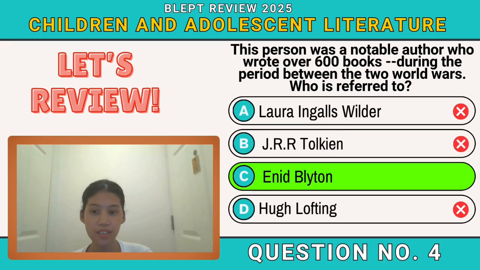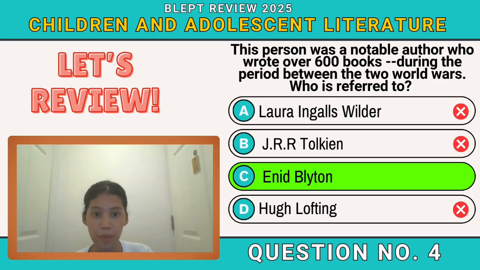So the correct answer is letter C, Enid Blyton. Letters A, B, and D are the distractors. Letter C, she wrote more than 600 children's books and innumerable articles for magazines. Some of her stories first appeared in Enid Blyton's Sunny Stories, 1926 to 1952, and other magazines she founded and edited over the years.